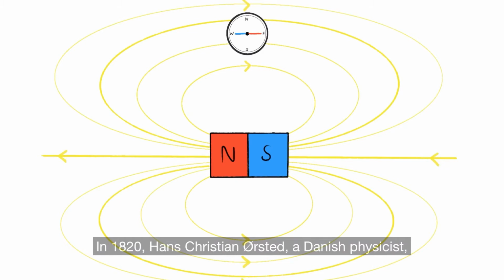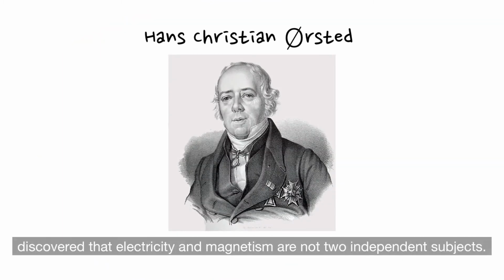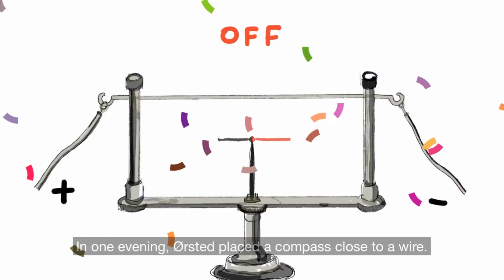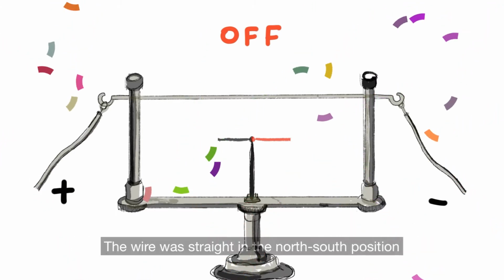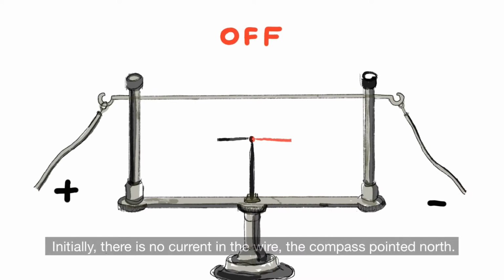In 1820, Hans Christian Ørsted, a Danish physicist, discovered that electricity and magnetism are not two independent subjects. In one evening, Ørsted placed a compass close to a wire. The wire was straight in the north-south position. He placed a compass under the wire. Initially, there is no current in the wire, and the compass points north.